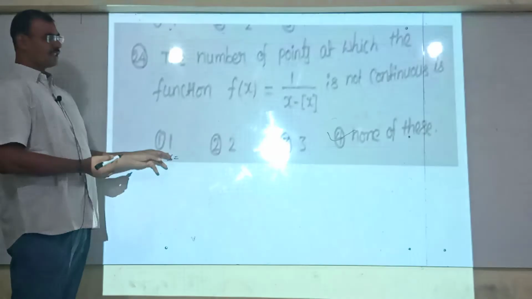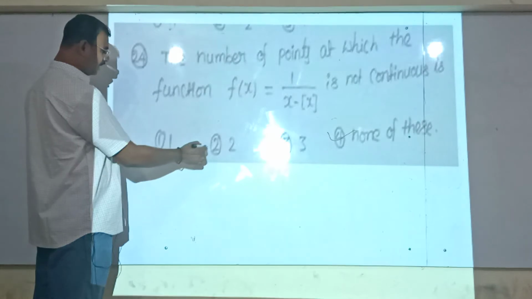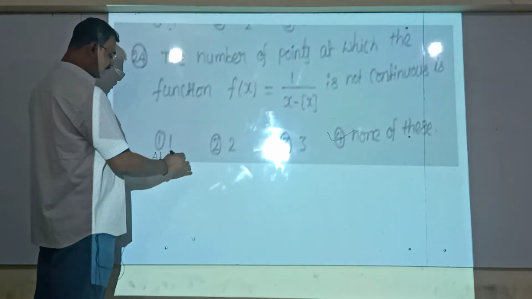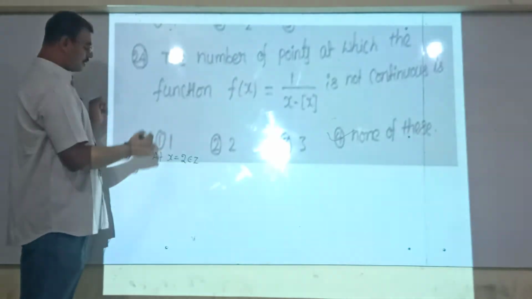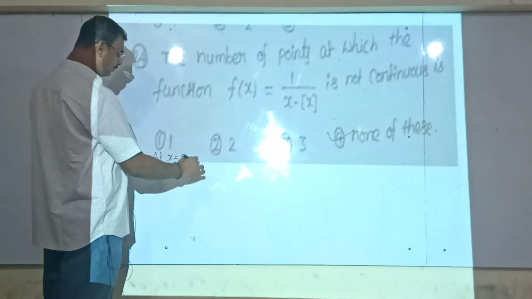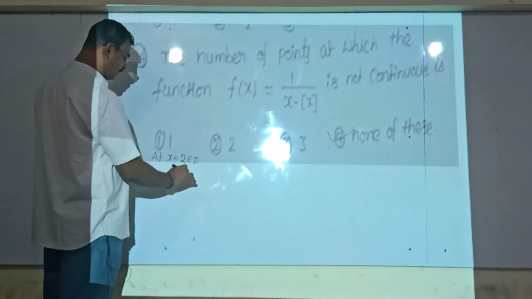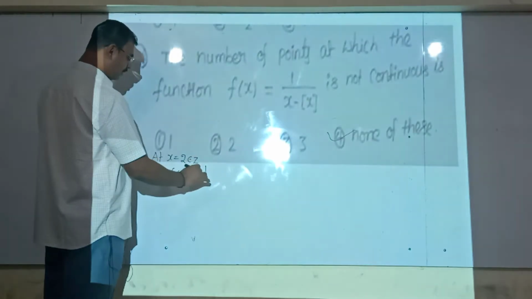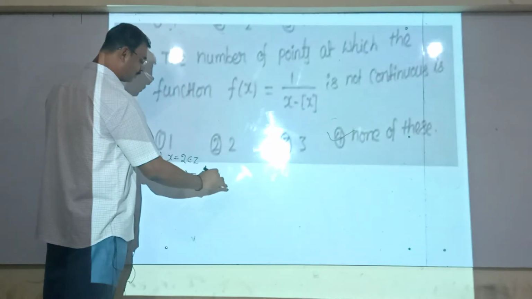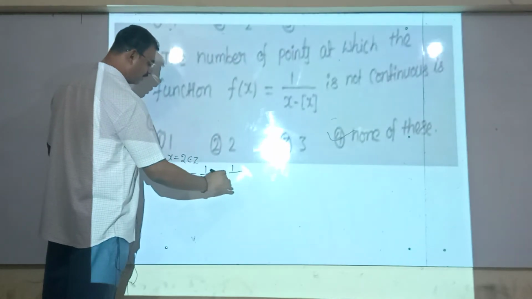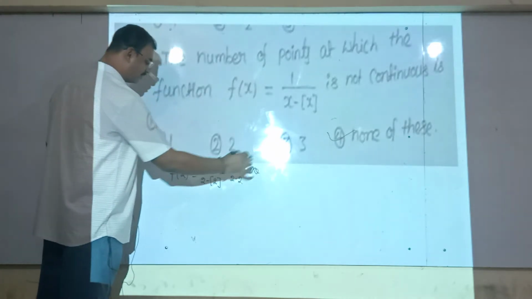Once again I will explain to you for the sake of understanding. You take one integer, any integer. If you want to take here x is equal to 2, this is the integer. So find the limit value. Okay, first find f of 2. Any integer. f of 2 is equal to 1 divided by 2 minus greatest integer of 2, that is equal to 1 divided by 2 minus 2. This is not defined here.